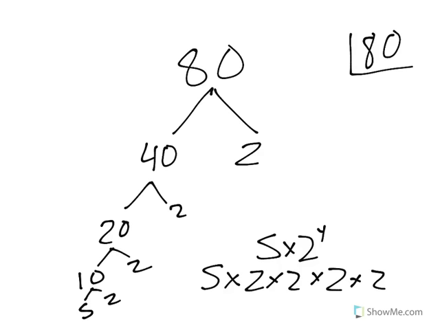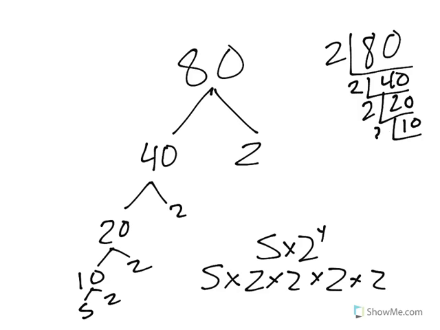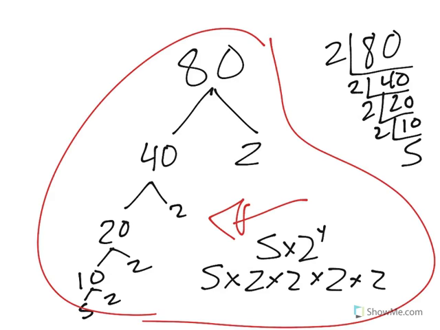Now, I could have done that like this. 80, pull a 2 out, which gives me 40. Pull a 2 out, which gives me 20. Pull a 2 out, which gives me 10. Pull a 2 out, which gives me 5. Which is basically exactly what I did on this. So whichever way you went about it is good.